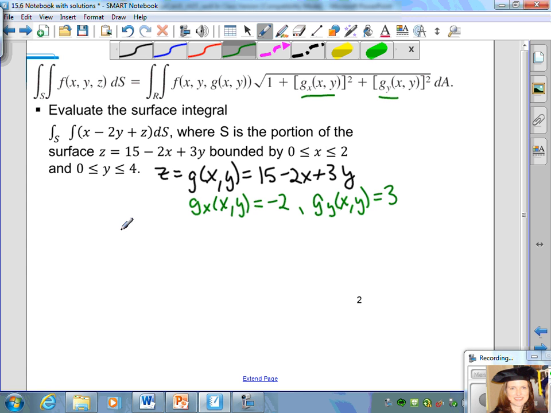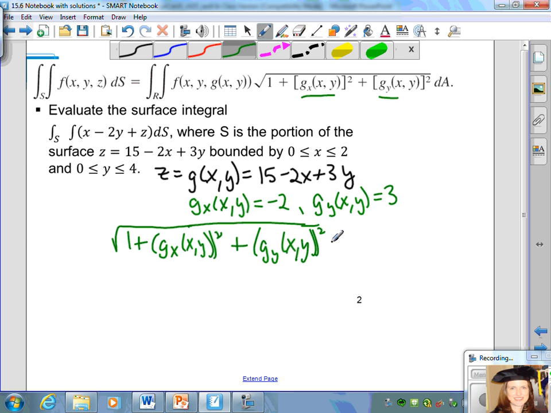And then that will give us the square root of 1 plus those partial derivatives squared. It's going to be 1 plus the quantity of negative 2 squared plus 3 squared, and that will simplify to the square root of 14. All right, now we can evaluate the surface integral by making substitutions and determining the bounds of integration.